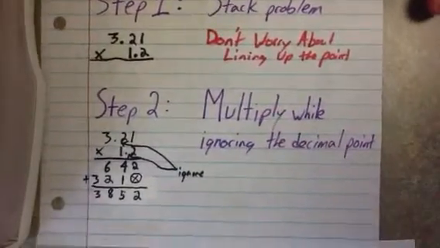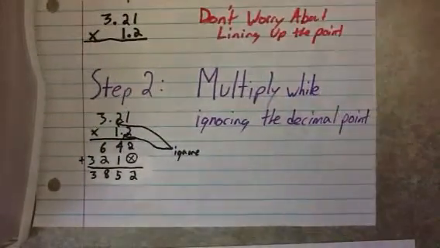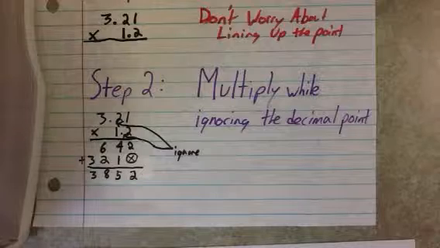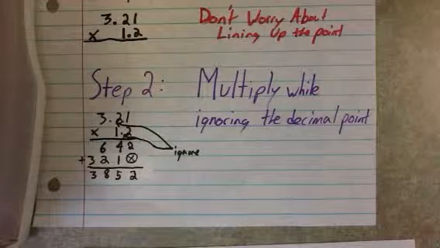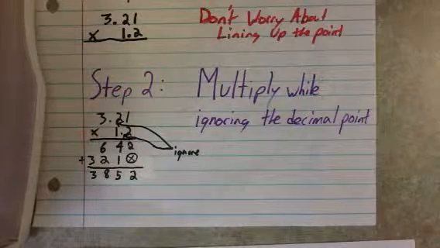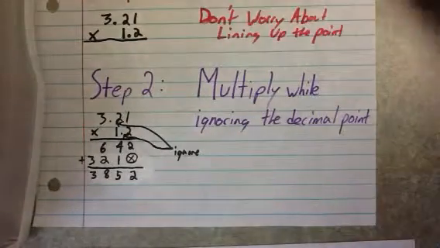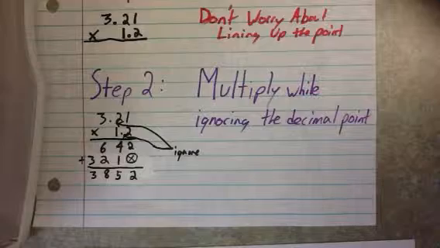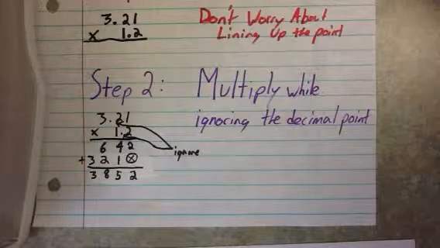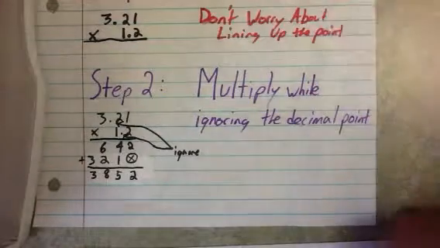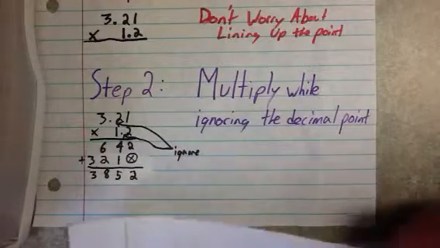Multiply while ignoring the decimal point. I do not care where the points are at this point. It does not matter. You should multiply it as if it was 321 times 12. Ignore that the points are there, and you do your normal multiplication as we've done here. I'll give you a second to look at it, check it, make sure I'm right with that. Alright, the next step, step 3.